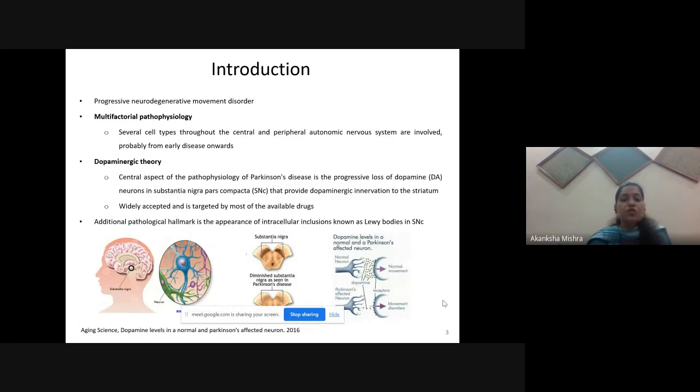But the most common theory, which is widely accepted, is the dopaminergic theory. As per this theory, there is a progressive loss of dopamine neurons in the substantia nigra pars compacta. So here comes the point: what is substantia nigra pars compacta? It is an anatomical part of the brain that provides dopaminergic input to the striatum. Dopamine is released into the striatum, and after getting released, dopamine shows its effect after getting attached to the receptor.